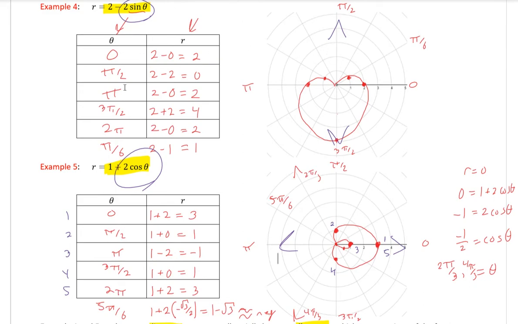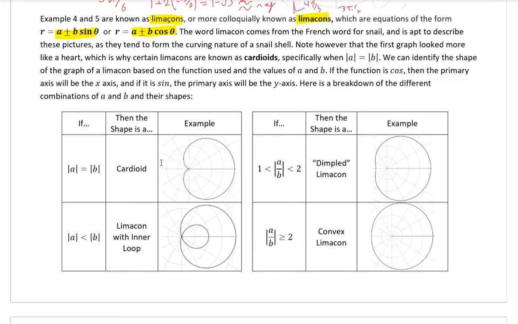So it's another thing that you can pay attention to. Overall, I have this here that kind of breaks down the different types of graphs you can get. If you have absolute value of a equals absolute value of b, again, not noticing the plus or minus, that's just going to indicate the direction of it, we have what is called a cardioid, which is what we graphed the first time. It's something like a heart. This one here, I believe, would be 2 plus 2 cosine here.